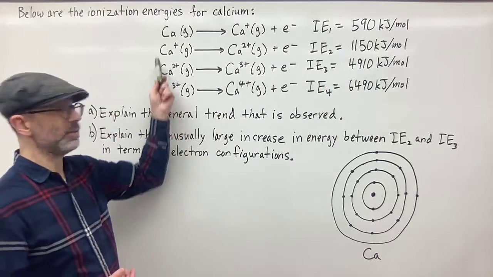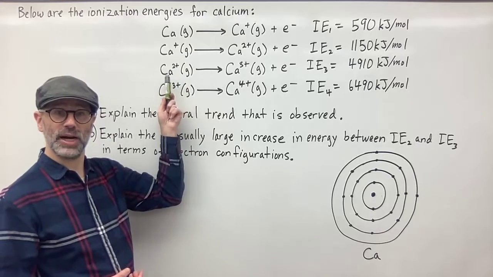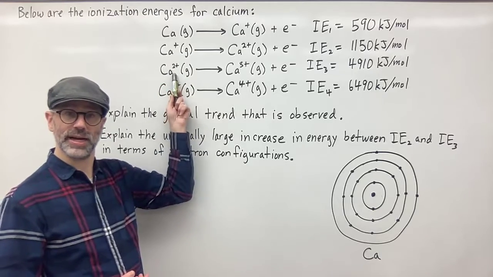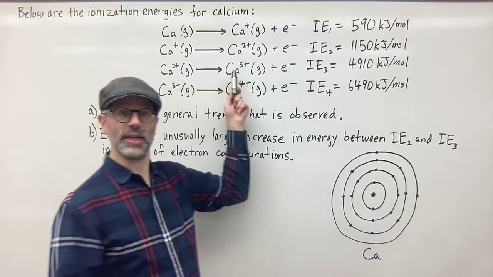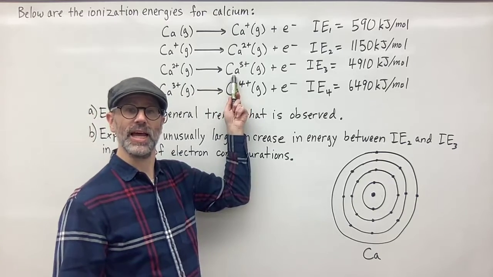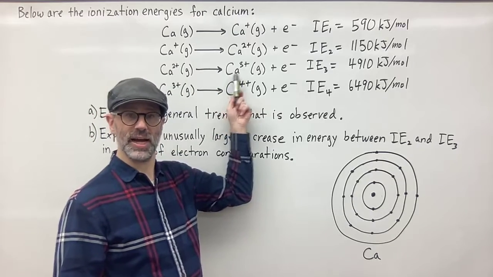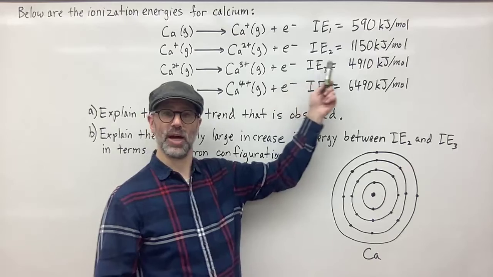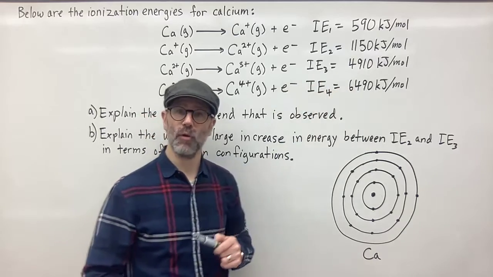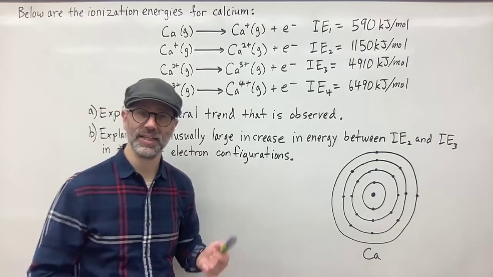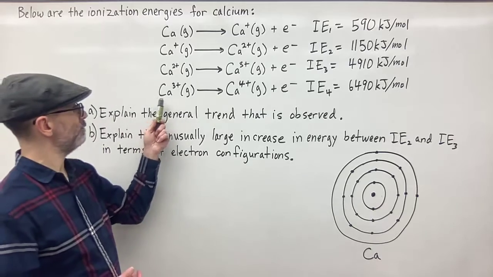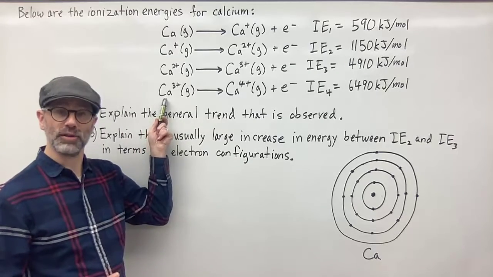The third one, you're removing a third electron. So from the 2 plus ion, you're going to remove a third electron. That's going to create a 3 plus charge on the ion, losing another electron, and that requires 4,910 kilojoules per mole. And then finally, we're going to take the fourth electron.